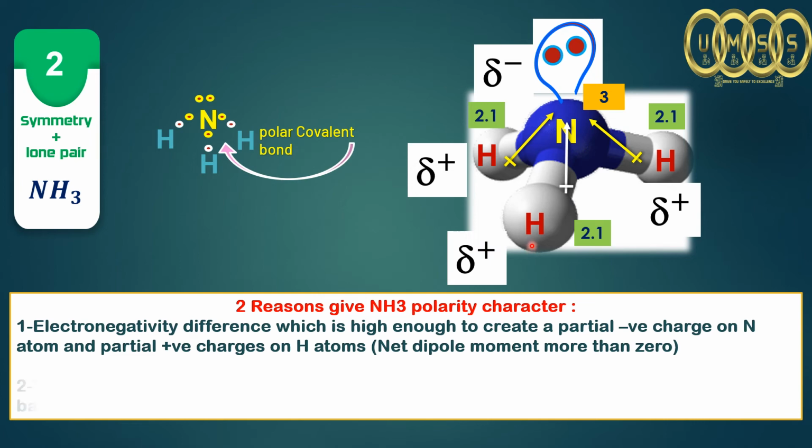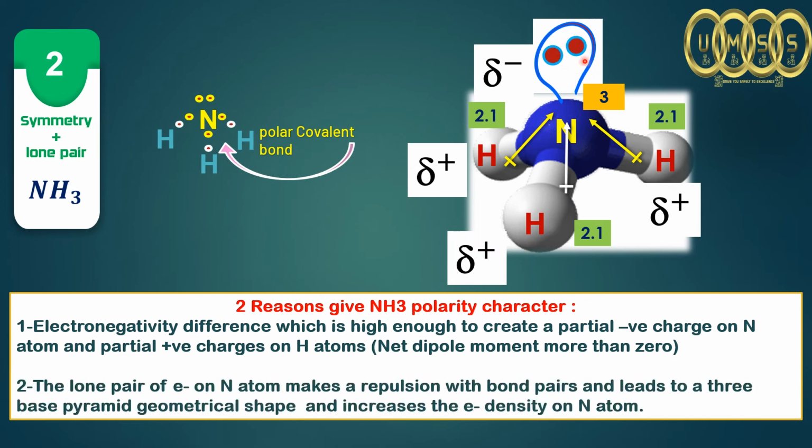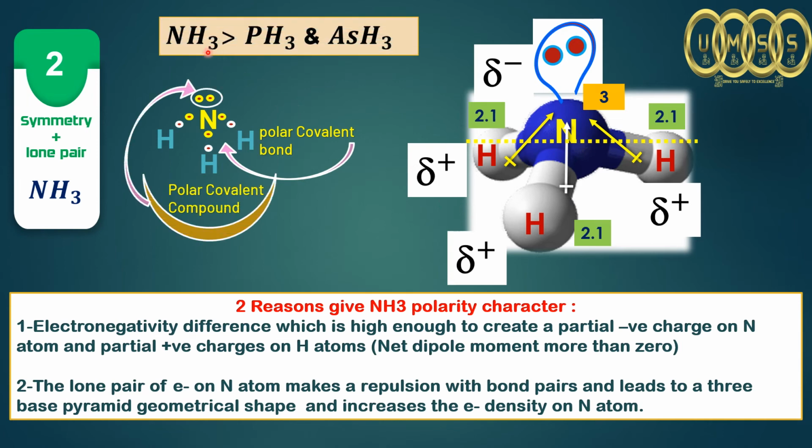The second reason, the lone pair of electrons on the nitrogen atom repels the bond pairs and leads to a trigonal pyramid geometrical shape like phosphine and increases the electron density on the nitrogen atom. So the nitrogen atom acts as a negative pole and the hydrogen atoms act as a positive pole. And so NH3 is more polar than PH3 and AsH3.